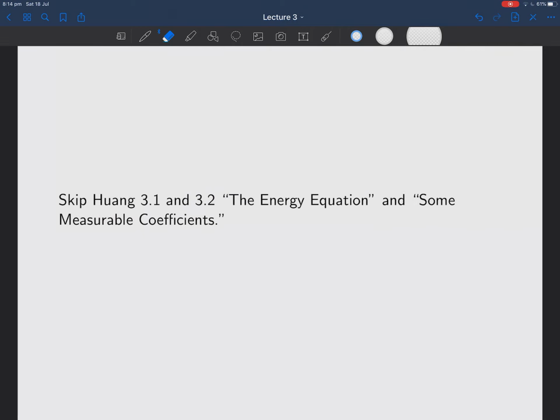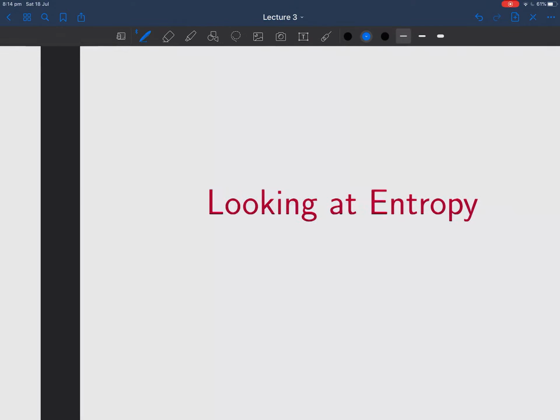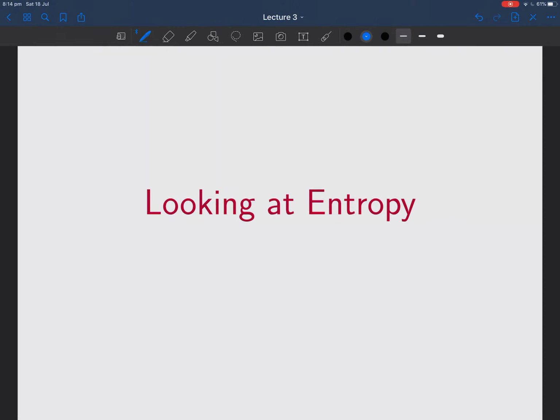Okay, now in the textbook by Mr. Wang, there are two sections, 3.1 and 3.2, which we are not going to cover here. You can read those for yourself if you like. But since we're not going to use them, there's not much point in talking about them.